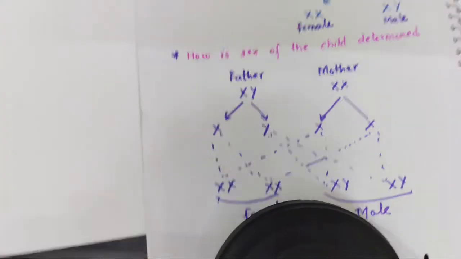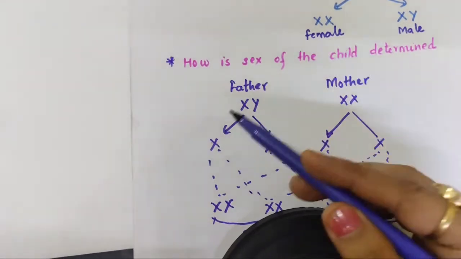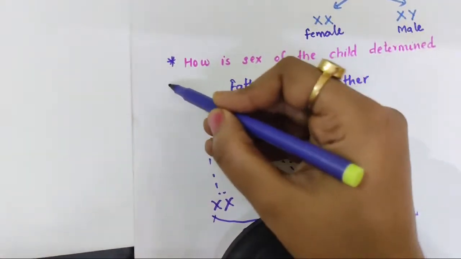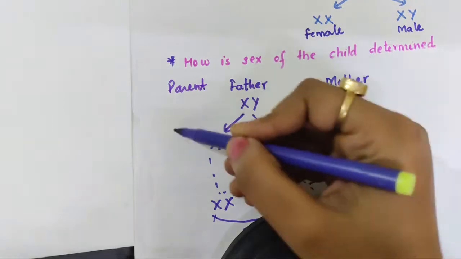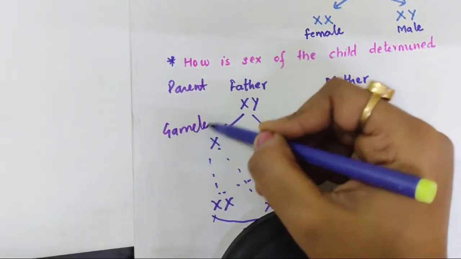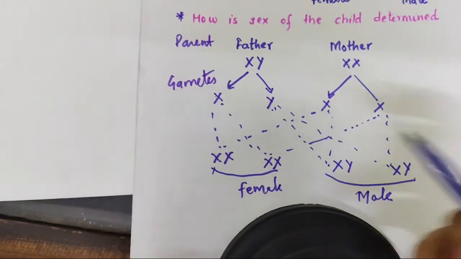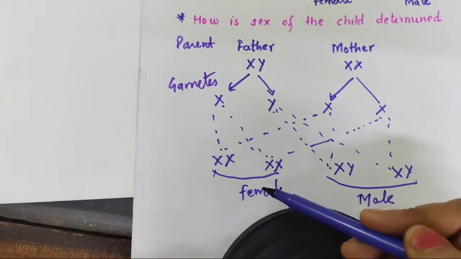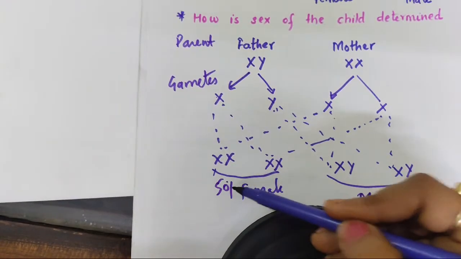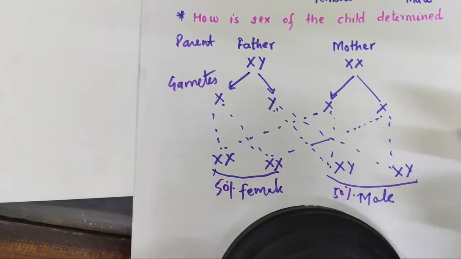So whenever this question comes in the exam, you have to first write the 2 gametes here. For example, this is a parent, and then you have to write the gametes. Now in the gametes, this kind of a fusion will take place. So there is a 50% chance that a female child is produced, and a 50% chance that a male child is produced.